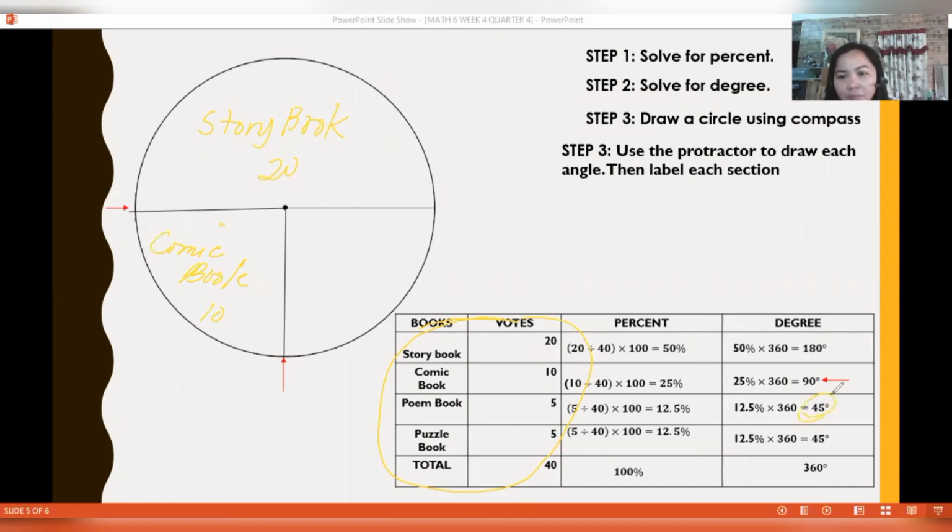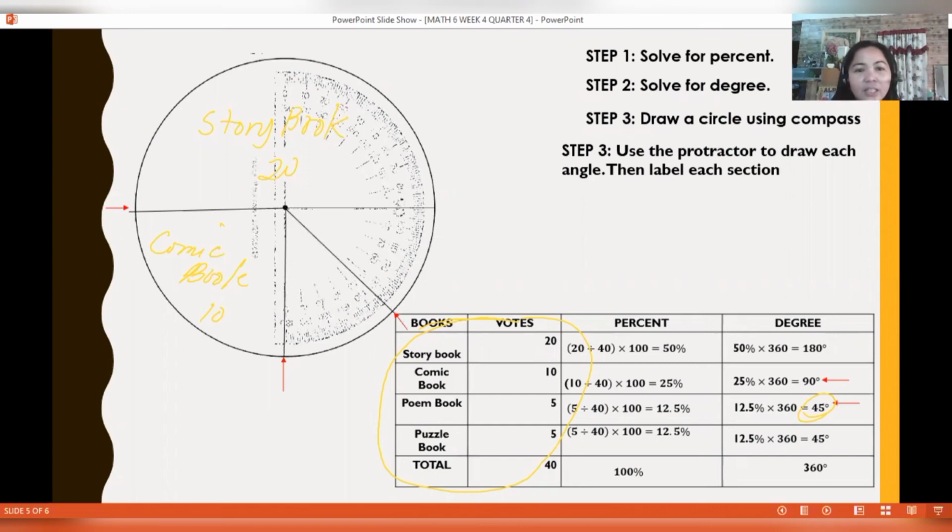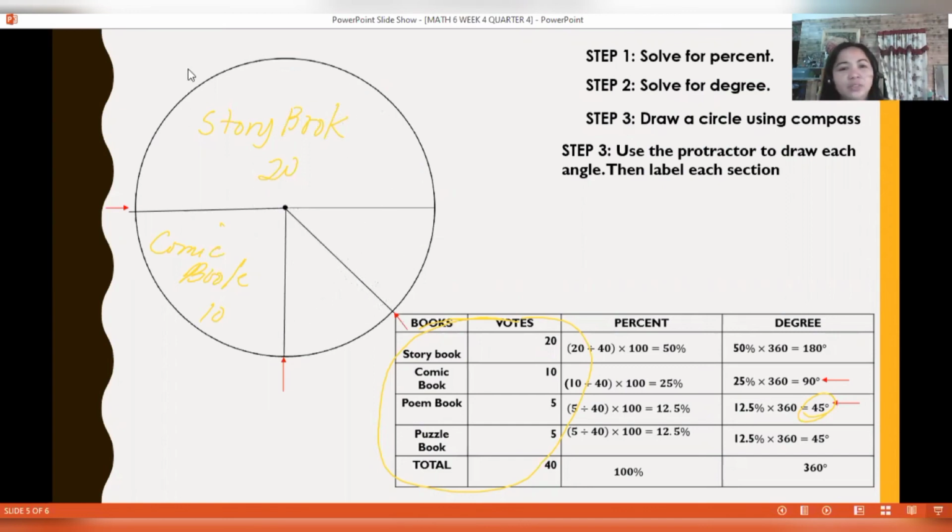Next, 45 degrees. So, ikutin natin si protractor natin. Ayan. Hanapin si 45 degrees. Ayun, kalahati siya ng 90 degrees. Connect a line. So, that is the 45 degrees, which is poem book, 5. So, yung natitira, puzzle book na siya. Hindi na natin siya susukatin kasi tama na yung sukat natin kanina.